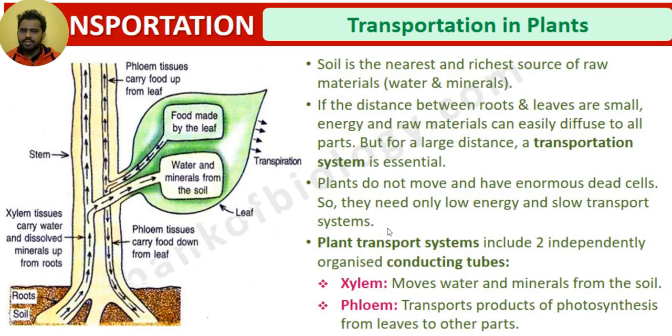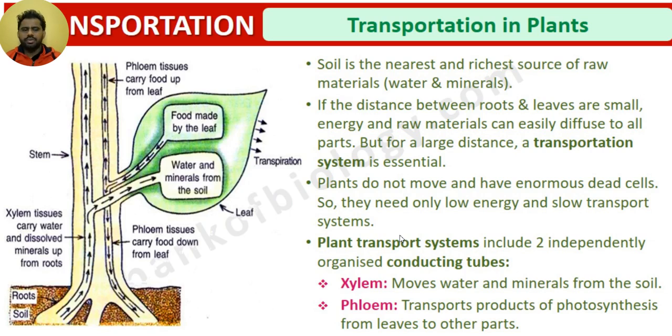Now let us go ahead and see. Soil is the nearest and richest source of raw material. Raw material is the water and the minerals. If the distance between roots and leaves is small, energy in raw materials can easily diffuse to all parts, but for large distances a transportation system is essential. Plants do not move and have enormous dead cells, so they need only low energy and slow transport systems.